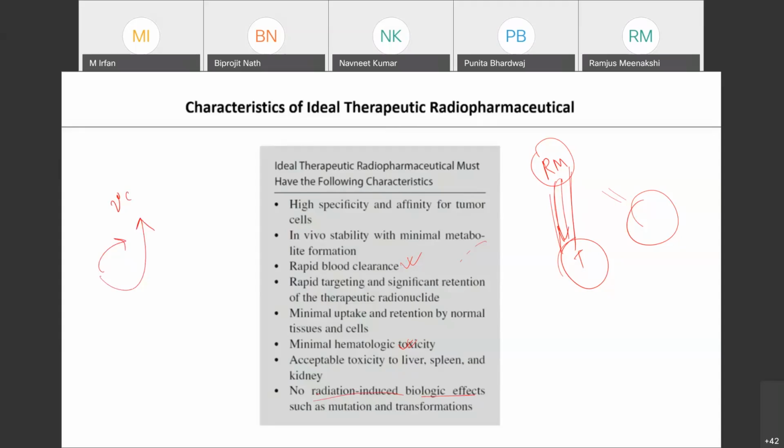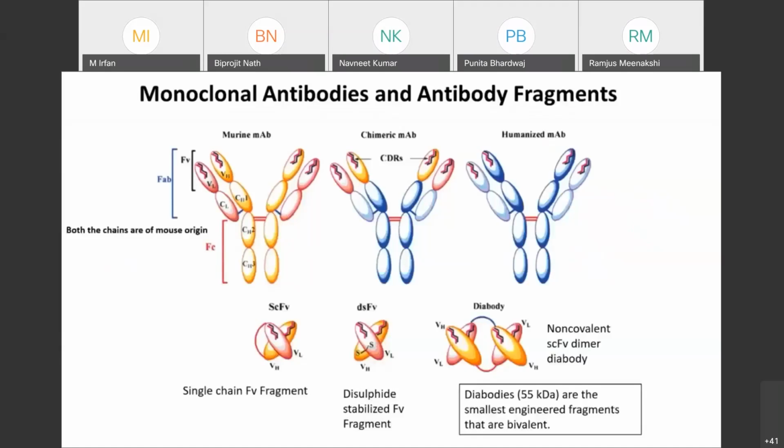It must not go and induce mutations, transformations, and many more things. So it's a lethal job. I'm using it for treating cancer, but I'm inducing cancer. That's not the case. These are the characteristics of ideal therapeutic radiopharmaceuticals, which we should keep in mind. So we are approaching the end of our presentation.